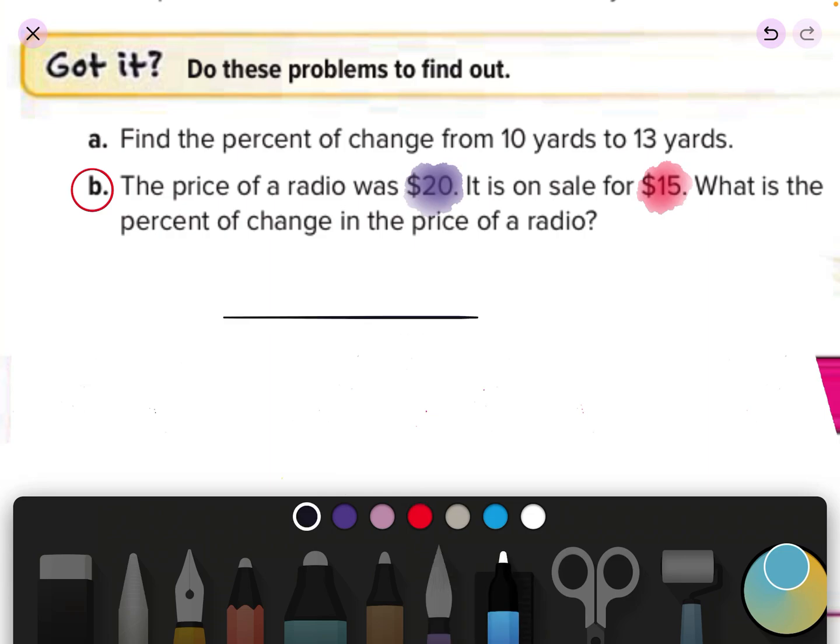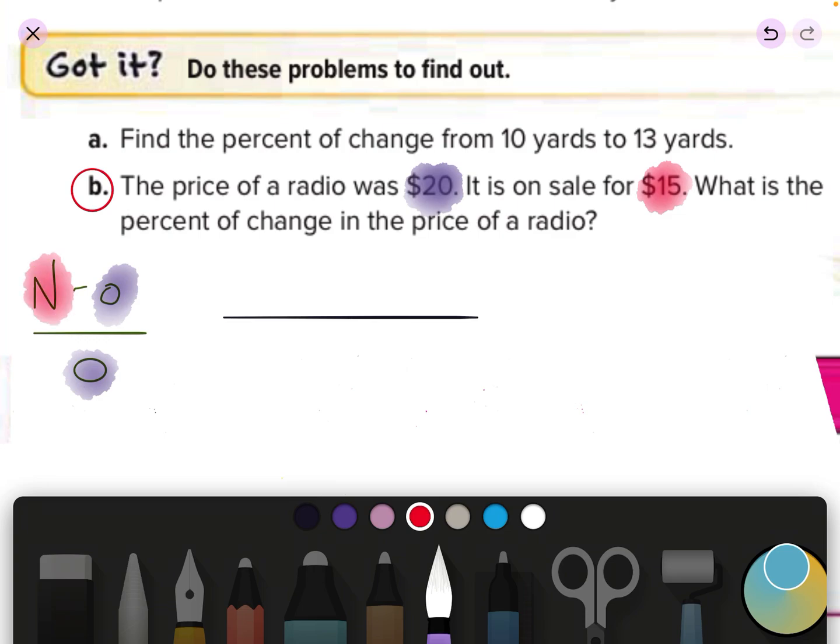So again, you're plugging in the same formula, guys. Always remember n minus o divided by o. And if you label each part, then you're going to be off to a good start, right? Just based on this information, my original was 20 bucks, right? So it's going to go there and there. It's going to go twice, and then my now price is 15.